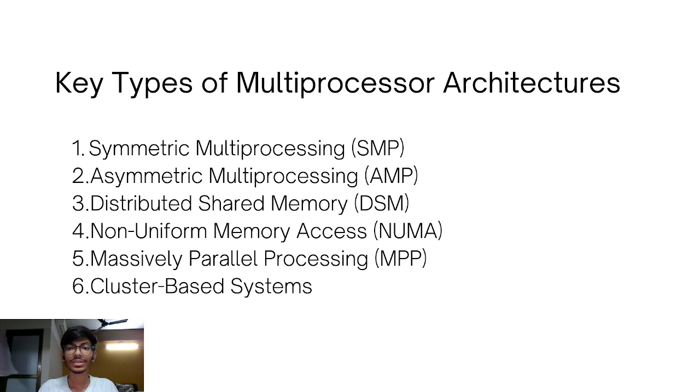Key types of multiprocessor architecture. First is symmetric multiprocessor, SMP. Second, asymmetric multiprocessor, AMP. Third, distributed shared memory, DSM. Fourth, non-uniform memory access, NUMA. Fifth, massively parallel processing, MPP. And sixth is the cluster-based system.